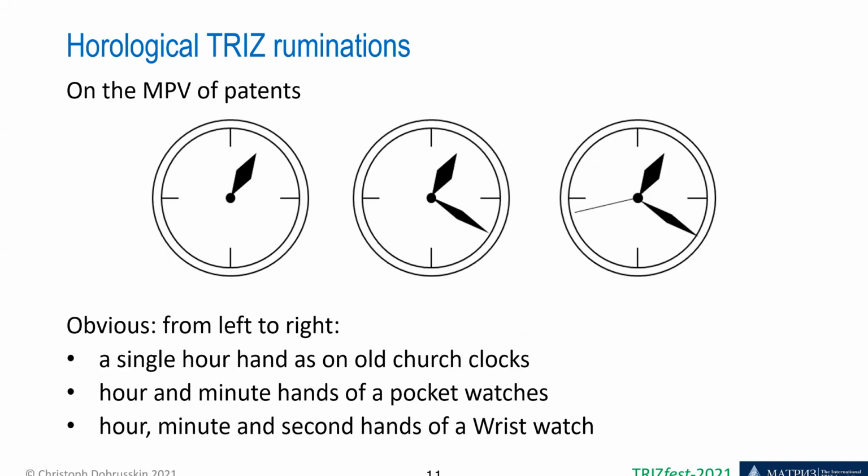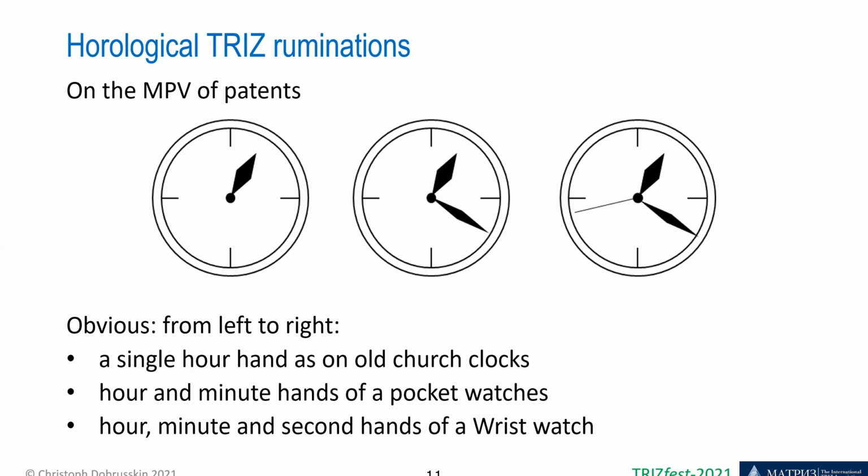Now, let's move on to the next point, which is on the MPV of patents. What you see from left to right is the historic development of the main watch face. On the left hand, you have a watch or a clock with a single hand, just the hour hand. And that's how clocks started in the late Middle Ages. In the middle, you have hour and minute hands, and that was introduced later. And let's say 1800 or so, pocket watches all looked like that.